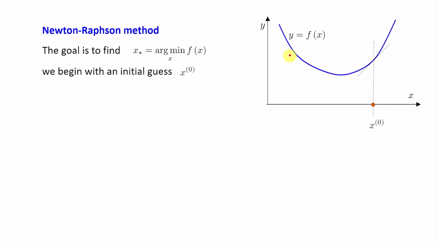In the Newton-Raphson method, we are optimizing, in fact minimizing, this y equals f(x) function, and our goal is to find this x star that will minimize f(x). We start with an initial guess of x0. Now the idea here is to search for this x star, but with the help of the derivative. So let us see what it is.